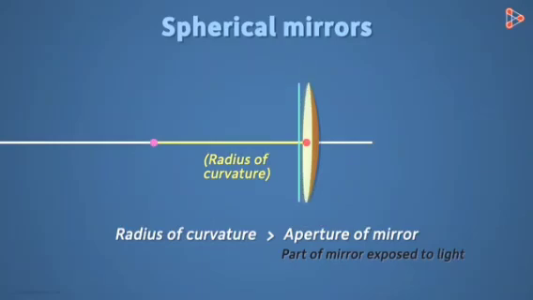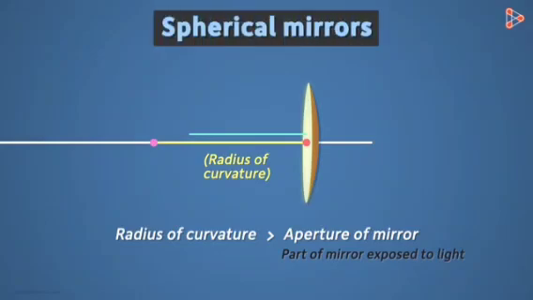So the mirror that we are considering is the one in which the aperture is much smaller than the radius of curvature. These were a few of the terms related to spherical mirrors. But there's a lot more we need to understand about them. See you in the next video.